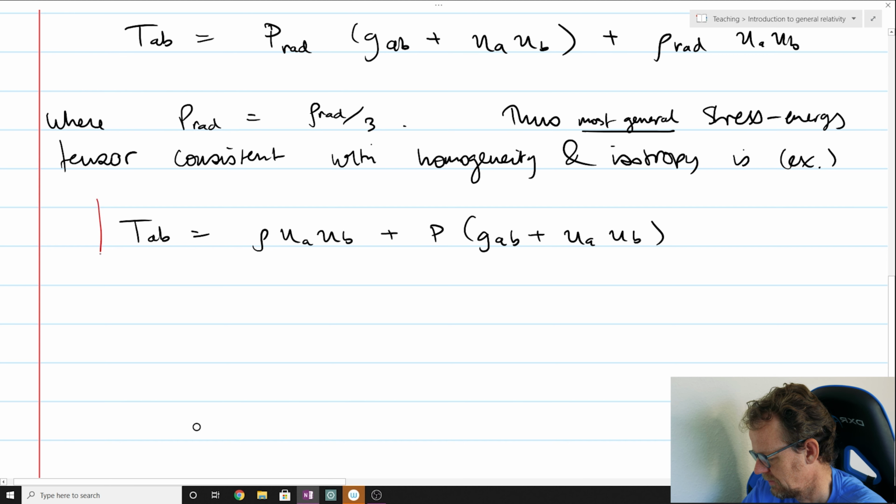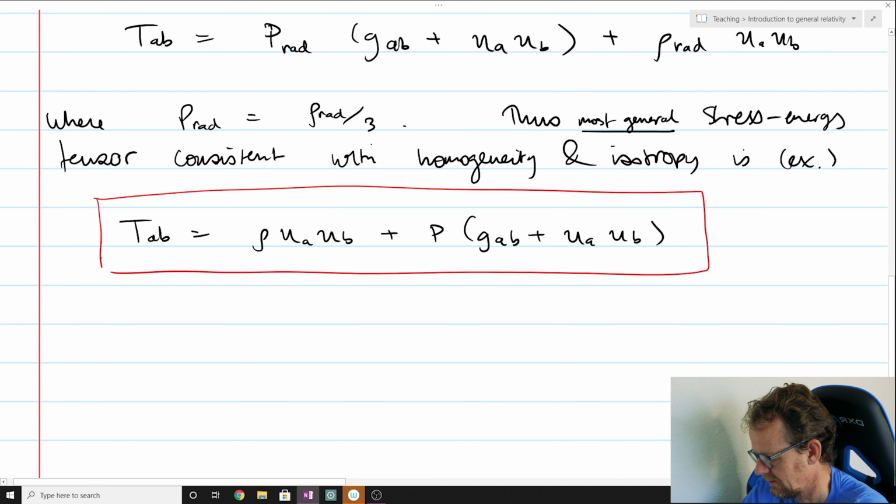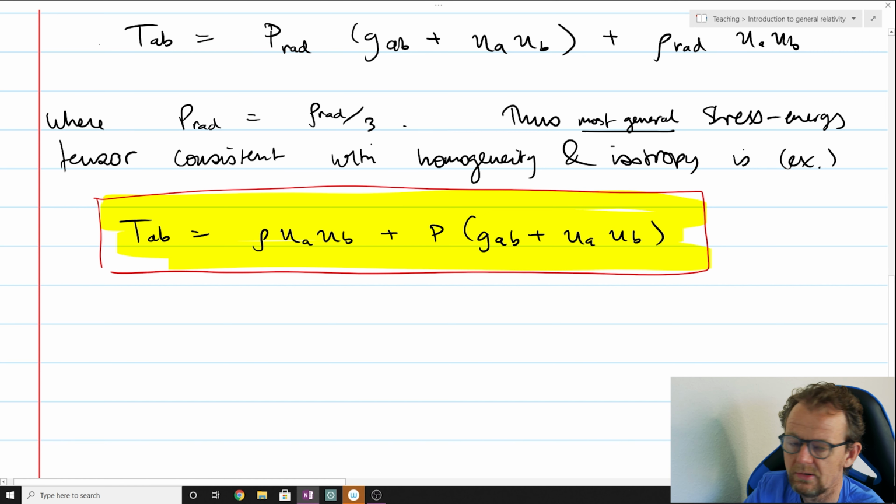So that's an extraordinarily simple stress energy tensor. It's a diagonal stress energy tensor if you look at it in the coordinate system we've been working in, and the spatial components are all equal.